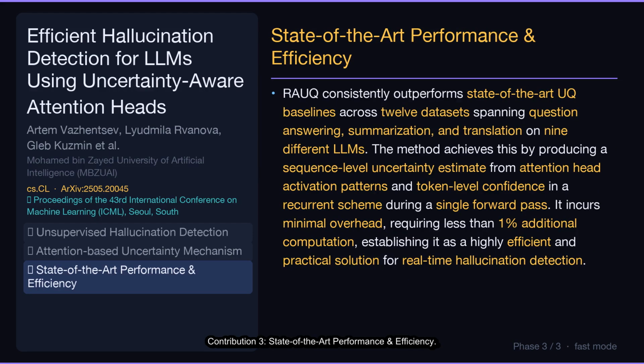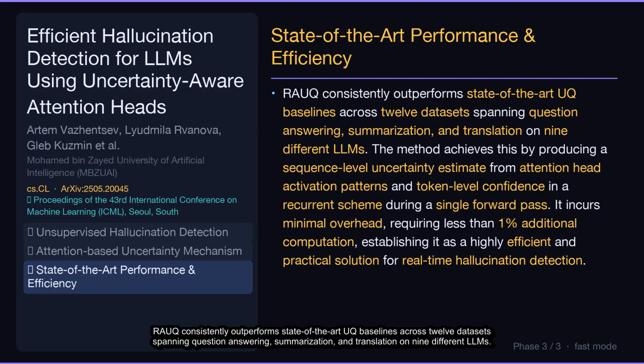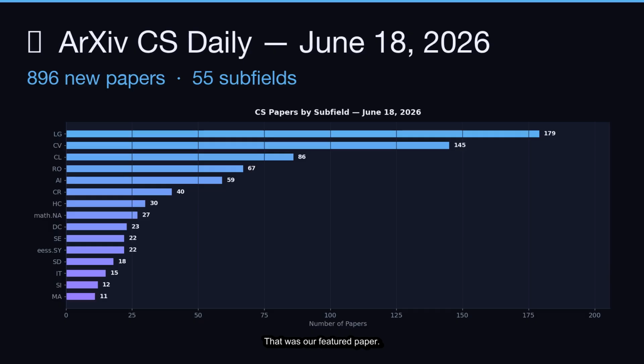Contribution 3. State-of-the-art performance and efficiency. RAUQ consistently outperforms state-of-the-art UQ baselines across 12 datasets spanning question answering, summarization, and translation on 9 different LLMs. The method achieves this by producing a sequence-level uncertainty estimate from attention head activation patterns and token-level confidence in a recurrent scheme during a single forward pass. It incurs minimal overhead, requiring less than 1% additional computation, establishing it as a highly efficient and practical solution for real-time hallucination detection. That was our featured paper.